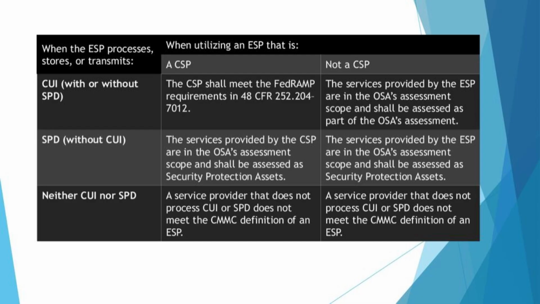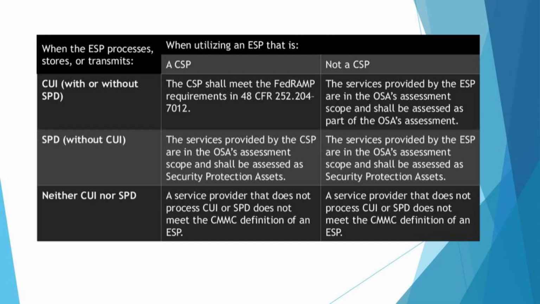Scenario 1, the provider handles CUI, maybe along with SPD. This is the most restrictive rule. If the provider handles CUI, and that provider is a CSP, like AWS or Microsoft, that cloud service must meet FedRAMP moderate baseline requirements or equivalent. No exceptions. If you're storing CUI in AWS S3, that S3 service needs to be FedRAMP moderate authorized or running in GovCloud, which is.